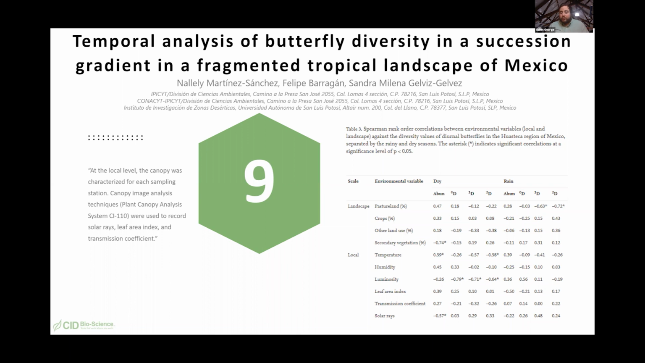Actually, they didn't find any significant correlation between the leaf area index and the photosynthetically active radiation and the biodiversity of these butterflies, but it was still very valuable data to learn what factors were indeed influencing the biodiversity of these butterflies.